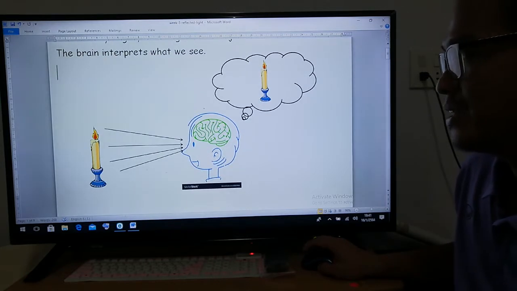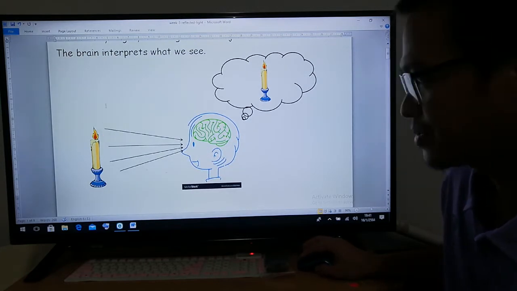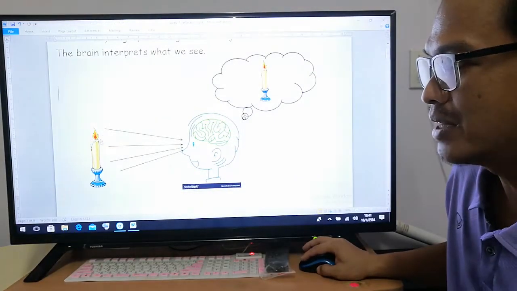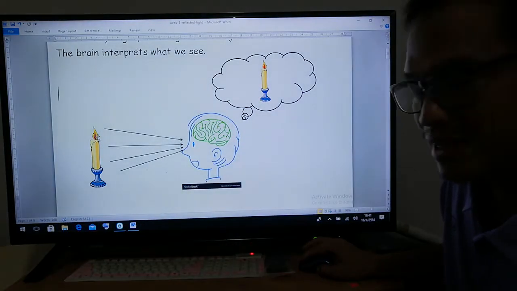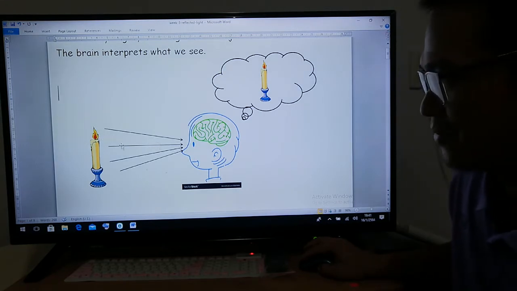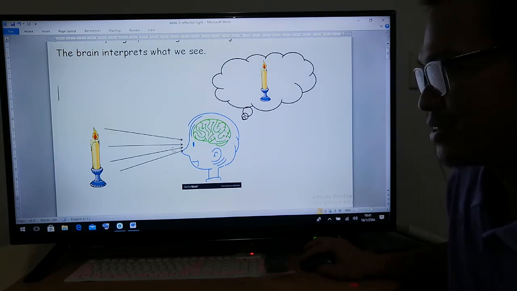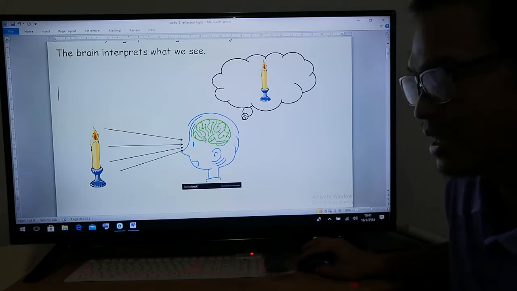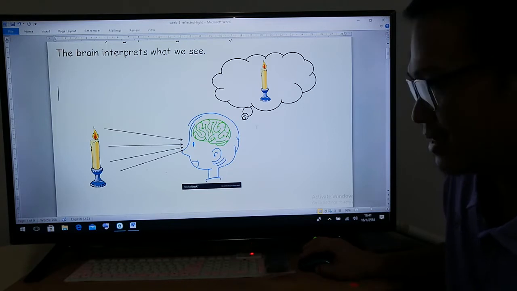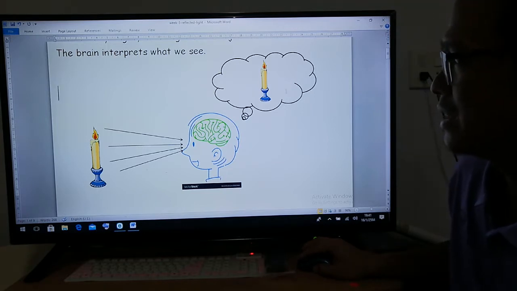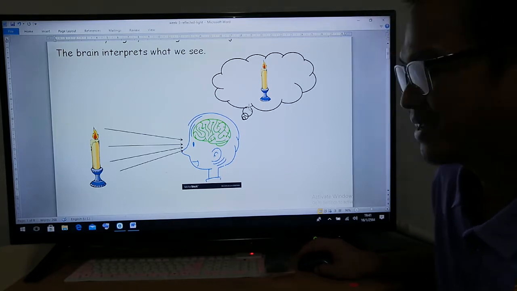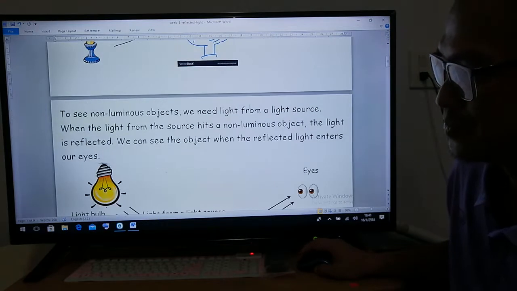In this image, you can see a candle, right? The light of the candle enters our eyes. Our brain will process it and think, what are we looking at? Then the brain will think that we're seeing a candle. On to the next image.